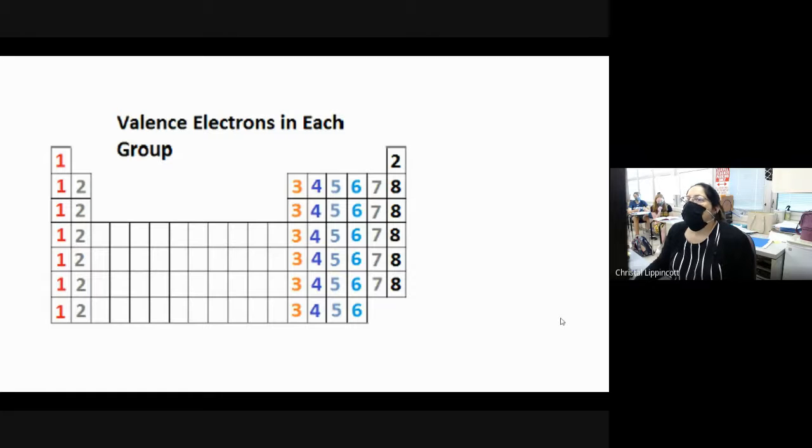Okay? Valence electrons, first column is going to have 1. And this will have 2, 3, 4, 5, 6, 7, 8, except for helium. Everybody's comfortable with that? Sir?